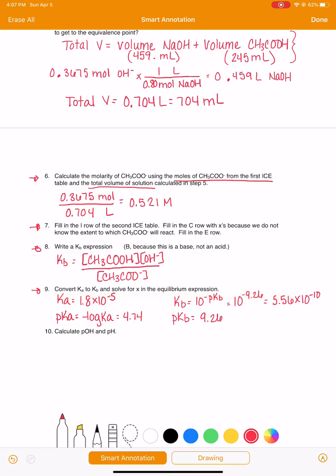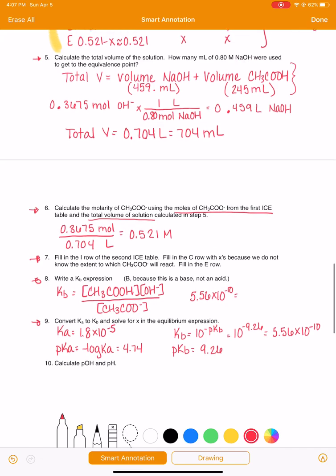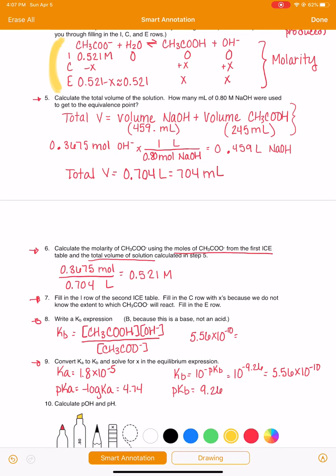Now we can plug that into our equilibrium expression, 5.56 times 10 to the negative 10. We can fill in from our last ice table the stuff that we have from the ending of that ice table. Our products are both x, so that's going to be an x squared divided by 0.521 for the reactant. And now we can solve for x. x is 1.7 times 10 to the minus 5.